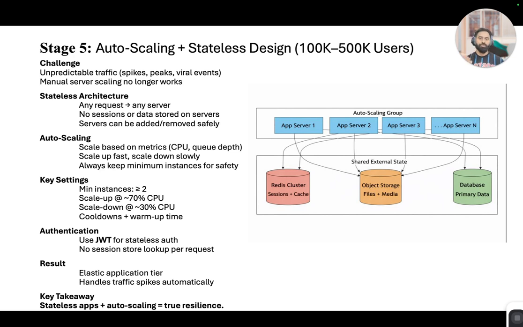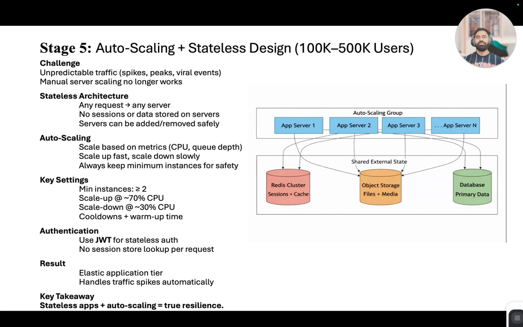Now what happens when a server is removed? If there is a spike, then of course the drop will come some time later. When traffic drops, the load balancer stops sending new requests. Ongoing requests get finished and the server shuts down gracefully. There is no data lost because nothing important lives on the server. So this is about the stateless design, where we are not keeping any information in the server. Everything is stateless.